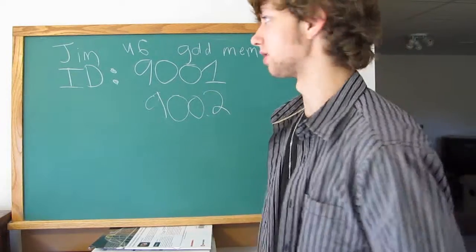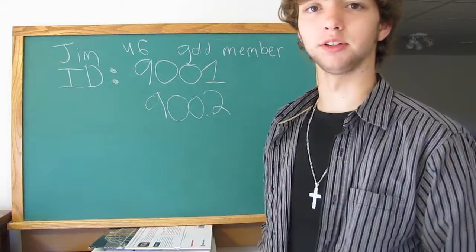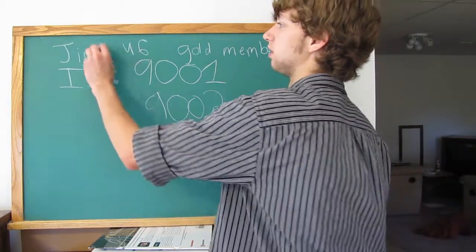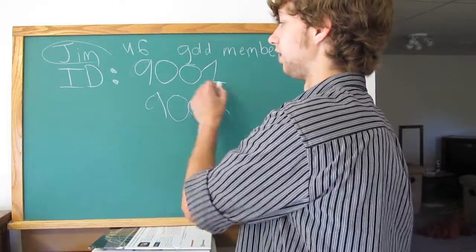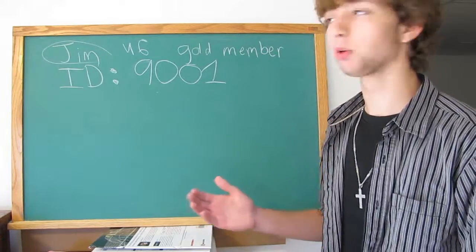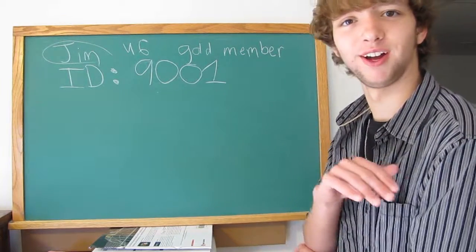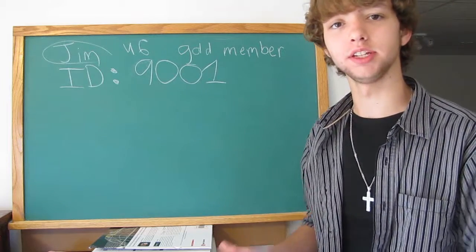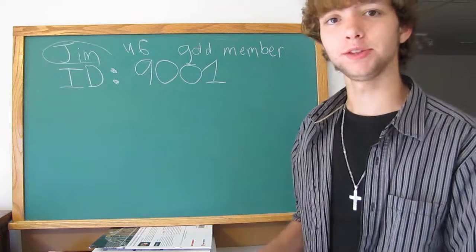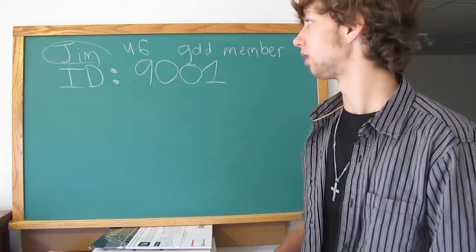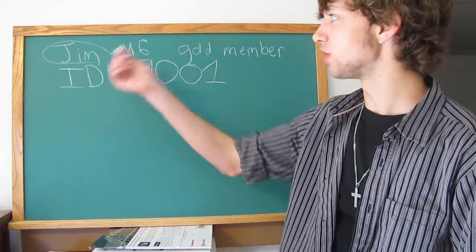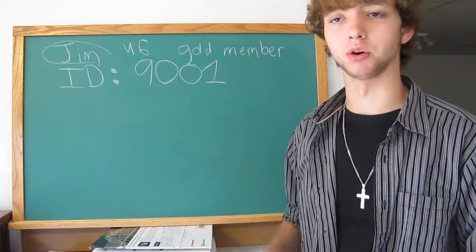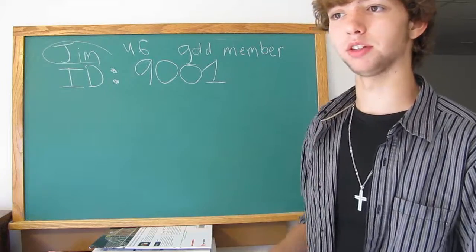That'll keep everything separate because the ID is how you can find information, such as the ID 9001 refers to Jim. So if you need to find Jim, you can use his ID. Now in order for you to get this information into your database, you need to do an insert command. So you would say, insert into table members, name Jim, age 46, gold member with an ID of 9001, and so on. That's an insert command.